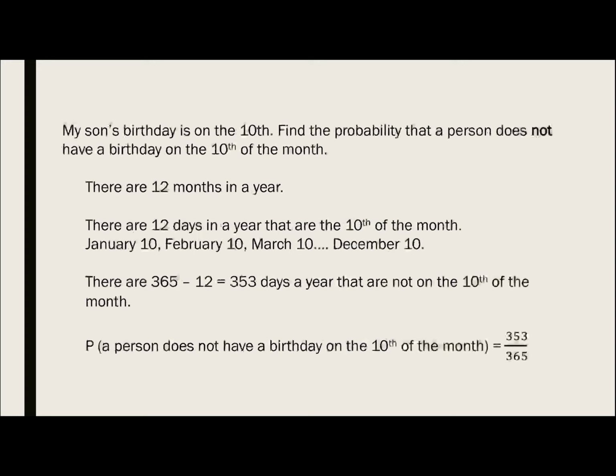There are 365 minus 12 equals 353 days a year that are not on the 10th of the month. Okay, there are 12 days that are something 10, January 10, February 10. So 353 days are not the 10th. So 353 out of 365 days do not fall on the 10th of the month.